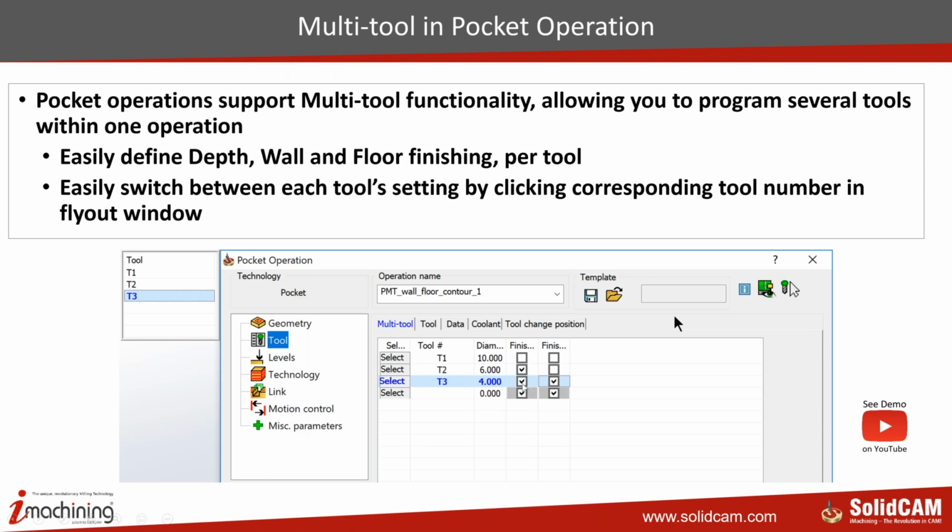parameters or operation, whether you want to do wall finish or floor finish, everything can be controlled individually. It is also easy to switch between each tool's settings by clicking the corresponding tool numbers in the flyout window. So you can individually select the tools and change them. You can handle them individually if you used multi-tools.